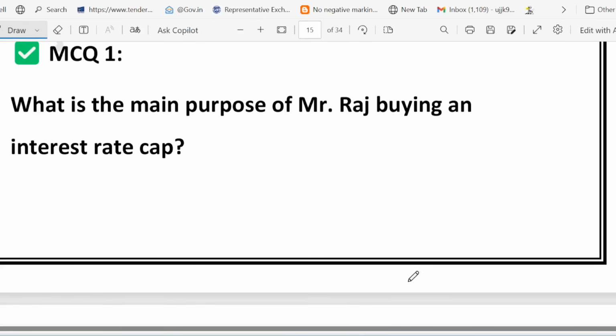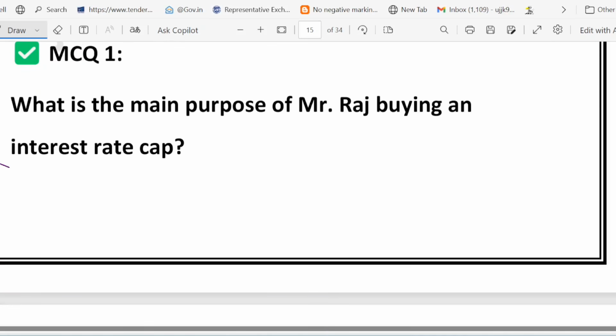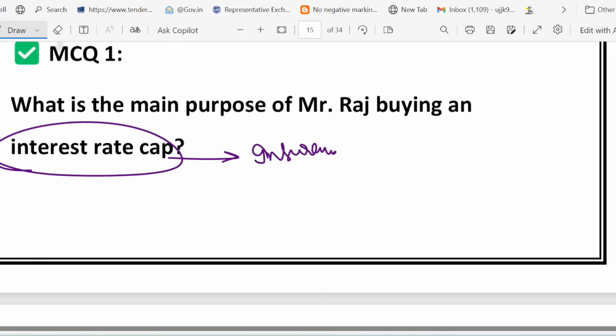This is a very good question. Now the question is, what is the meaning of this interest rate cap? See, this is like an insurance policy. This is like an insurance policy for whom? This is an insurance policy for the borrower, right?